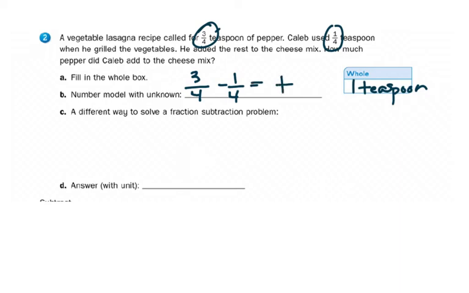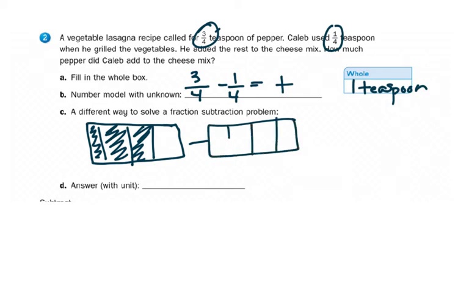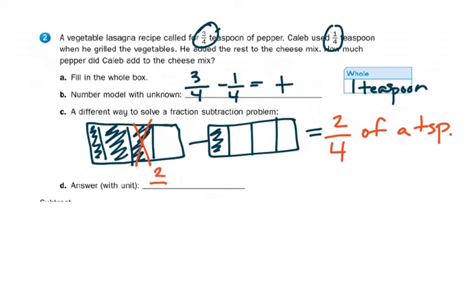represent our unknown. One way I could do this is I could draw a picture. I could show 3/4. So he started with 3/4 and took away 1/4. So if I take away one of these, I end up with 2/4 of a teaspoon. If we abbreviate that, it's TSP. So the answer would be 2/4 of a teaspoon.